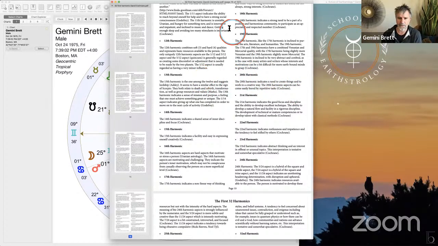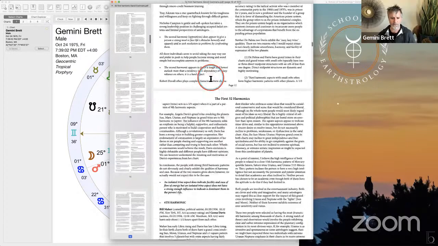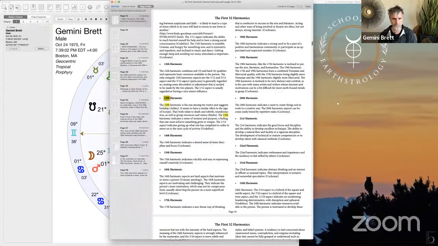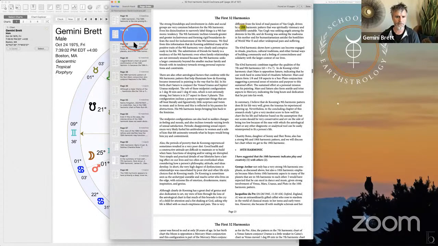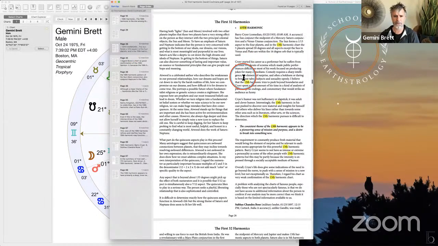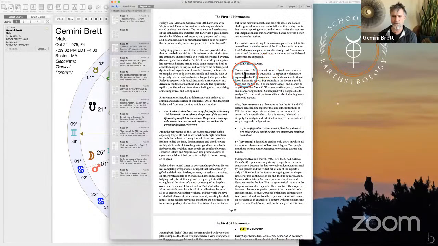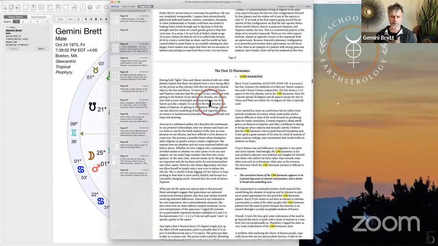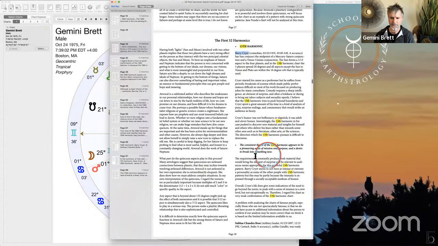Okay. And actually this paper, after this bit, will then get down, let me just search for 13th here. And again, right? So then he goes through different chart examples of people who have a lot of these types of harmonics in their charts. Barry Cryer, a comedian, right? And he talks about this, and we get to hear more things. Like the consistent theme of the 13th harmonic appears to be a pioneering sense of mission and purpose, and a desire to break into something new. Okay, well, I can say I've got that.